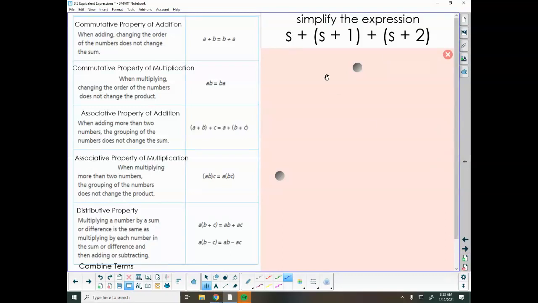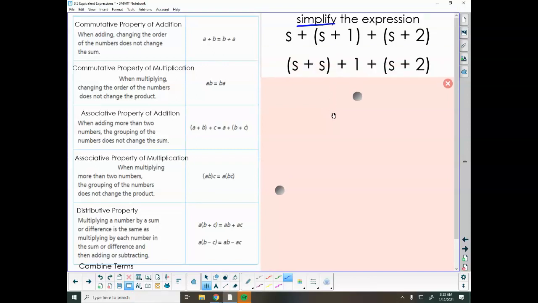So here we have this triangle, and one side of the triangle is S, the other side is S plus 1, and the other side is S plus 2. And we want to simplify this. So we want to combine anything we can that's going to make this easier for us to do.